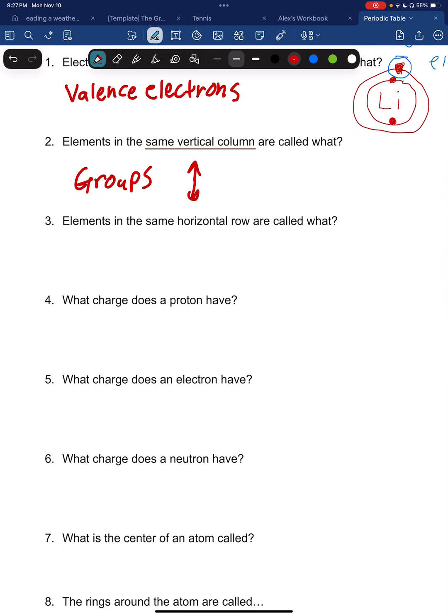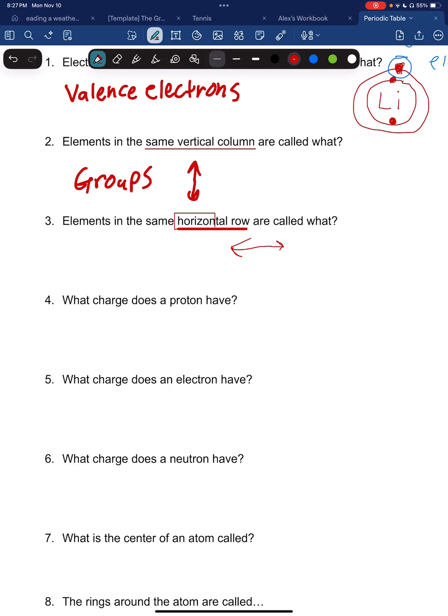Elements in the same horizontal row are called what? If you aren't sure what horizontal means, that's totally fine. Because inside the word horizontal, we have a special word. If we take it apart, it says horizon. If you've ever seen a sunset or the sunrise and you're looking all the way far out, from left to right, that is called the horizon. So horizontal row means from left to right.